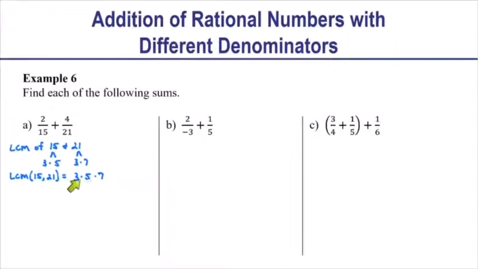Now notice that 15 would go into this number. We haven't found this number yet, but we've built it. So notice right now that 15 goes into this number because it contains factors of 3 and 5. Notice that 21 would also go into this number because it contains factors of 3 and 7. So basically this number is 15 times 7, but it's also 21 times 5. You see that? So 3 times 5 times 7, if you work it out, turns out to be 105. So 105 is our common denominator.